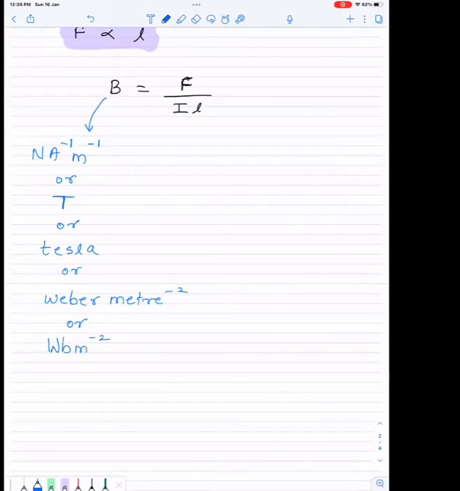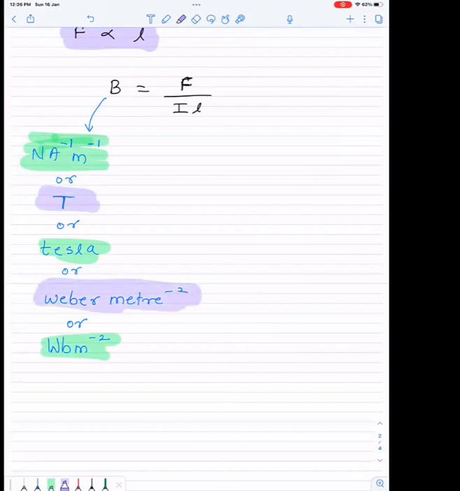So these are the few units. You need to learn all of them because they might give you any one of them in the exam and then ask you to identify them. Clear, everyone? Usually we always prefer to write Tesla, that unit only. Or if they ask you for the SI unit, it will be Newton per ampere per meter.